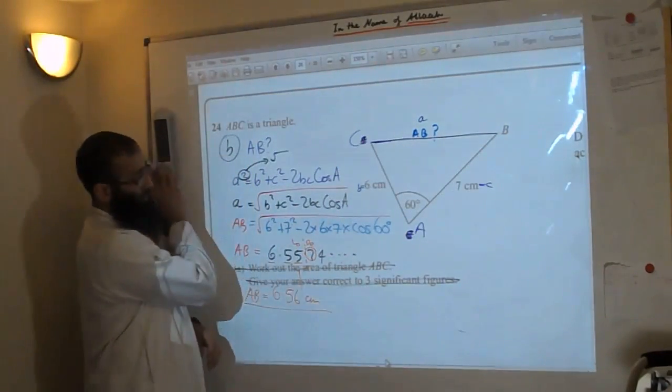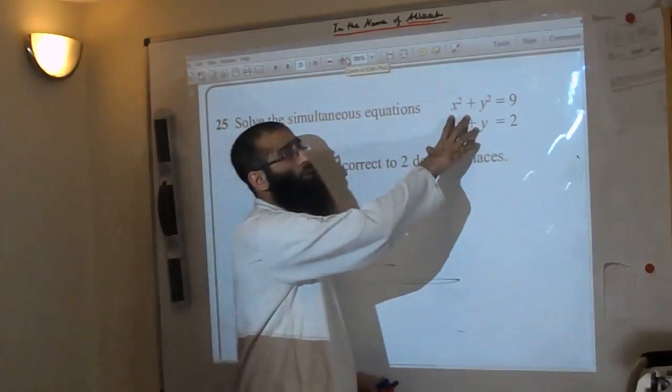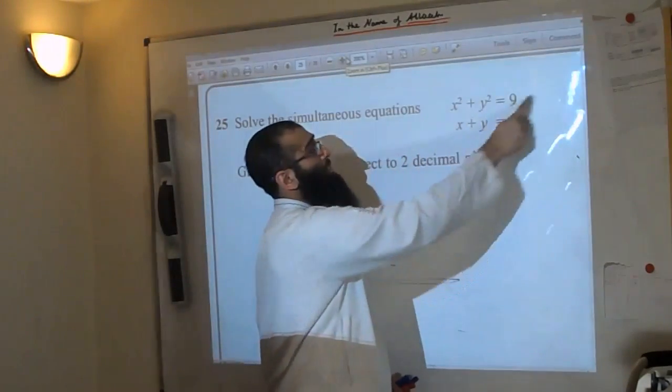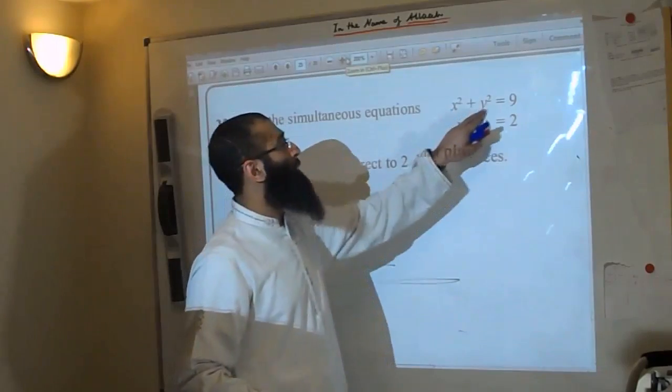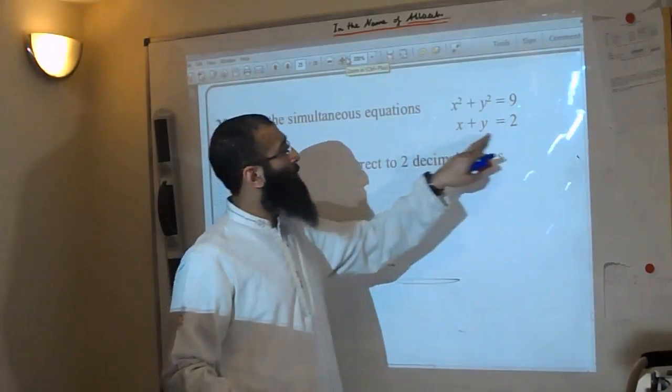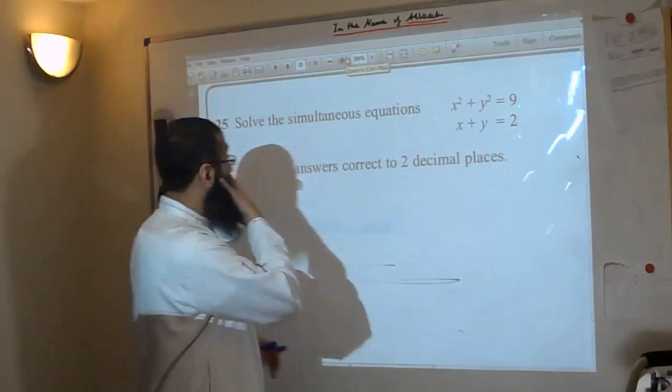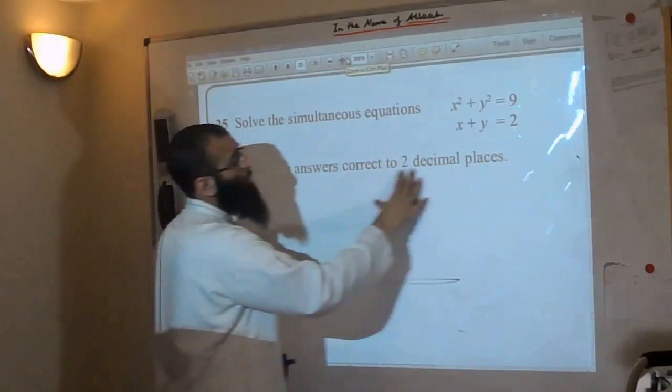Okay, right. Let's run the simultaneous equations. x squared plus y squared equals 9. This is a circle equation: x squared plus y squared equals r squared. And x plus y equals 2 is a linear equation. Give your answers correct to 2 decimal places.